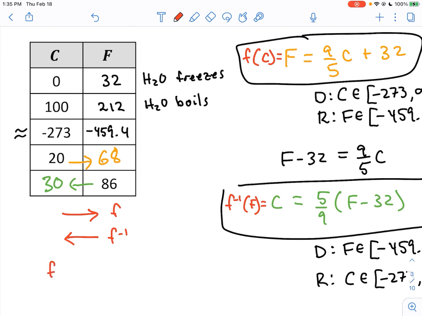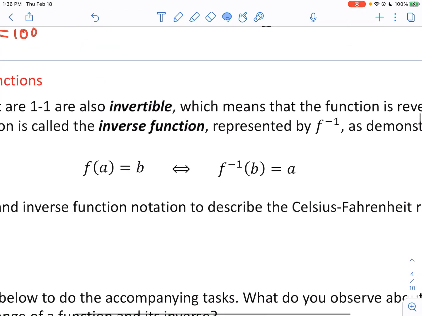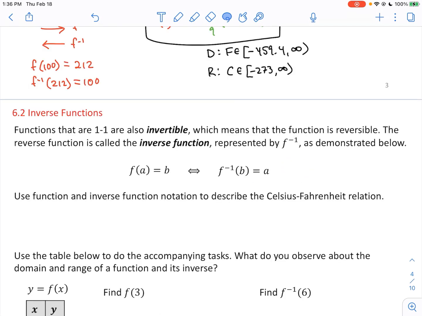So you can see that if you plug 100 into little f, you're going to get 212, because little f takes c's and turns them into capital F's. And the reverse direction would input the 212 and output the 100. So this is what we're trying to say here, that if f is a function that turns a into b, then the inverse function should turn b back into a. So, use function and inverse function to describe the Celsius-Fahrenheit relation.